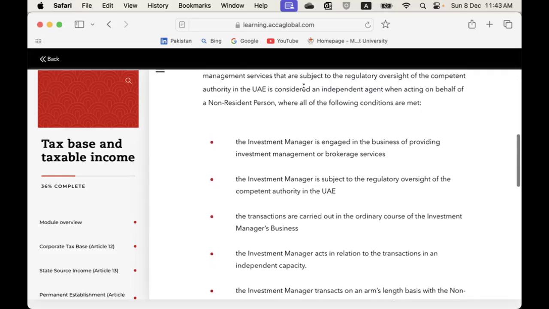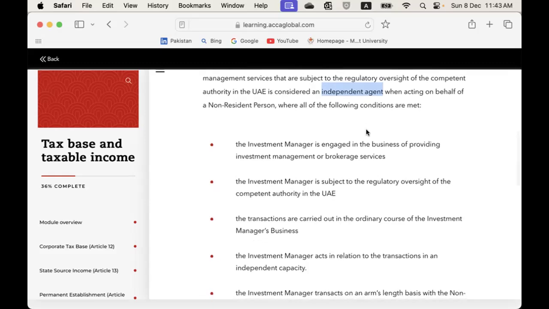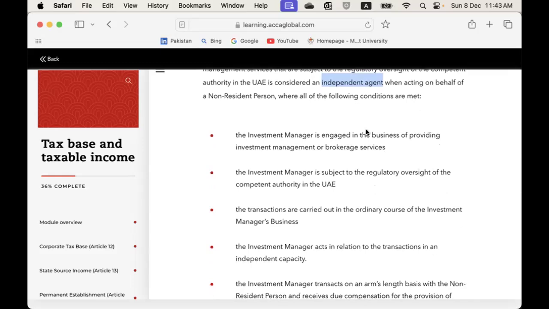Independent agent. When that investment manager acts on behalf of a non-resident person, he must remain an independent agent. He must meet those criteria so that those high net worth investors will be quite happy while placing their monies in the hands of that investment manager, because there is no PE being formed. And if a PE does not form, then the money will at best stay UAE sourced income, and we know what happens to UAE sourced income, right? The non-resident does not even need to register for corporate tax.